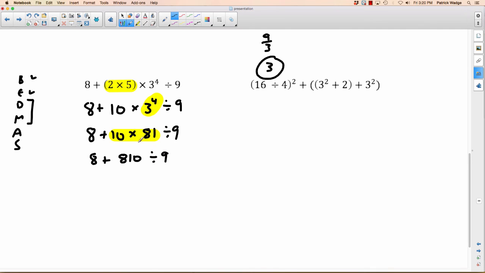What do you do next? Now you should be doing the division. Don't add yet. That's going to be the last thing you do. So I have 8 plus 810 divided by 9 is 90. And 8 plus 90 is 98.